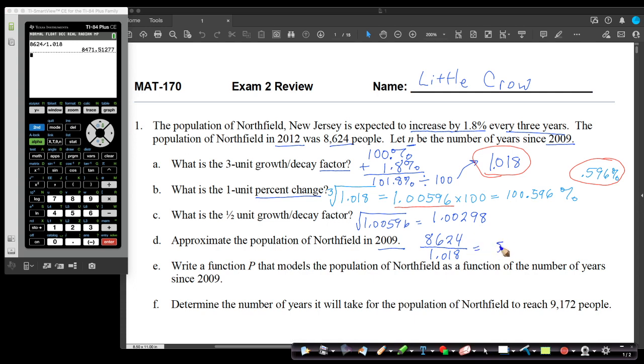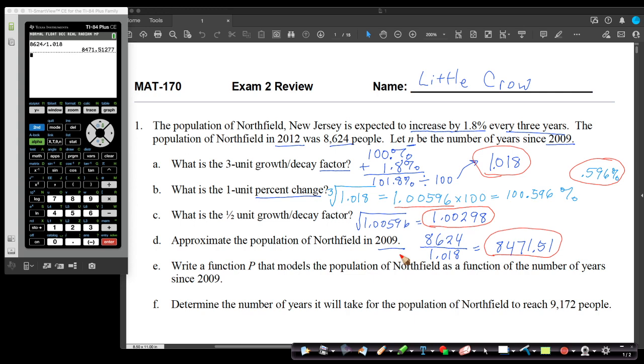We get 8,471 people, 0.51. I guess we'd round it up to 2. You can't get half a person, but sometimes the mathematics gets more precision than is warranted. I forgot to circle this one.